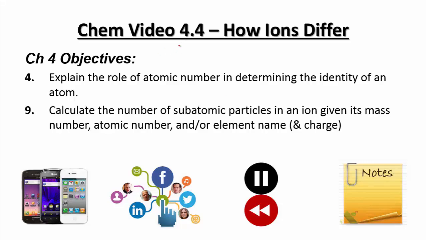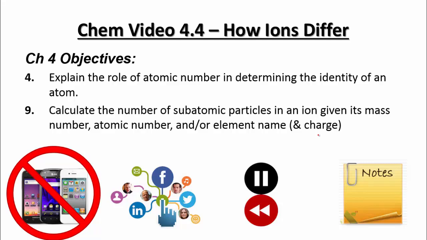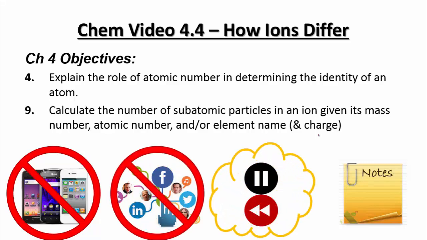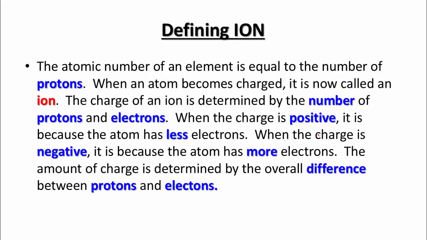Alright, welcome back. Looking at chemistry video 4.4, looking at how ions differ from each other. We will be explaining the role of atomic number, determining the identity of an atom, and then also calculating the number of subatomic particles in an ion, given its mass, atomic number, and/or element name, and also maybe the charge. Get yourself ready to focus, pause, rewind as you need to, take some extra notes and ask questions later. Here we go. Defining the ion.